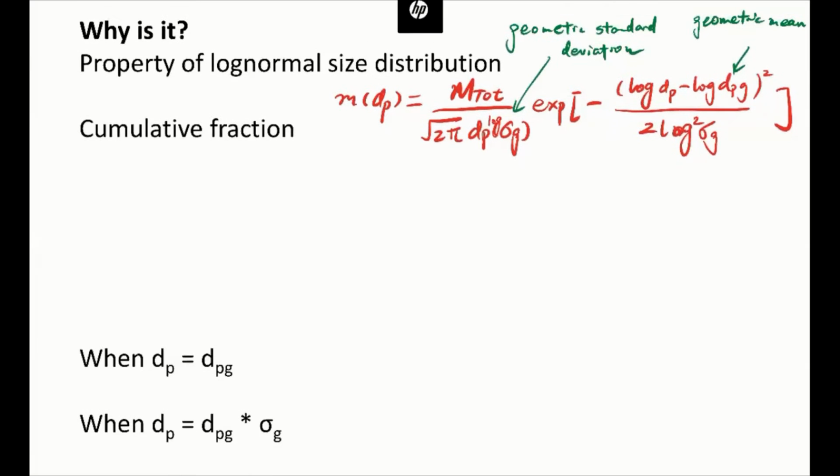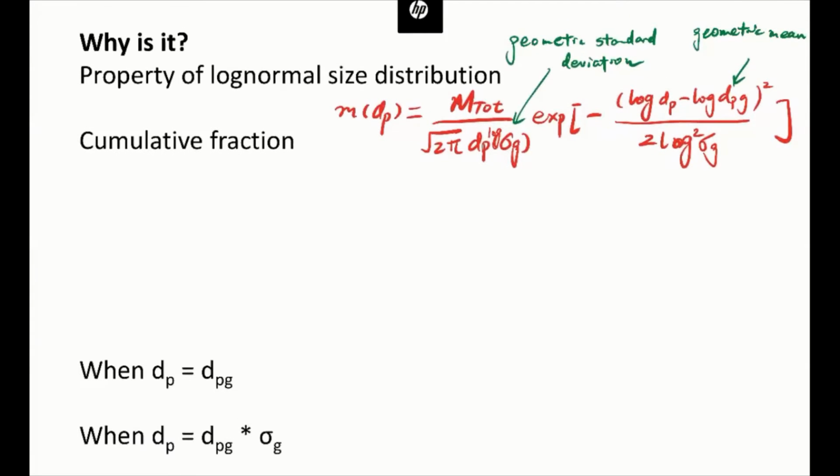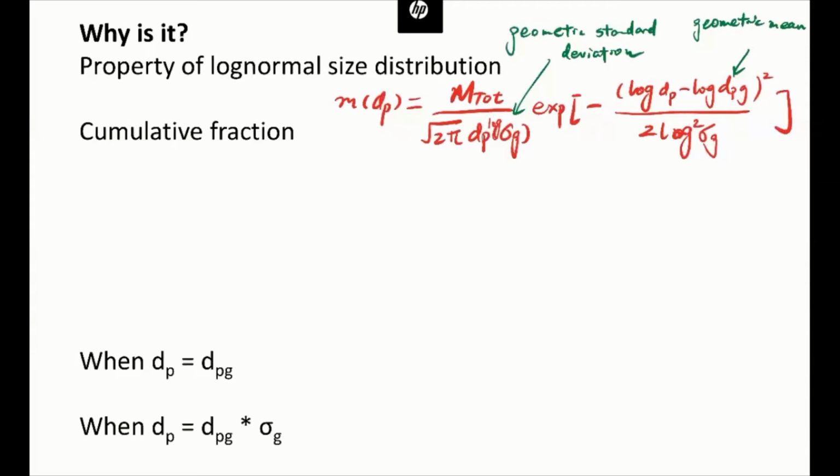So for a log normal size distribution, if we calculate its cumulative fraction, we should know how the cumulative fraction works, right? So it's just an integral, let's say from 0 to, let's say this way.